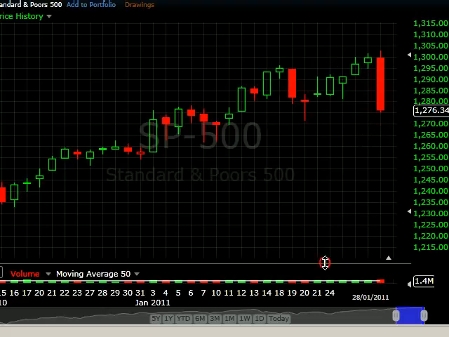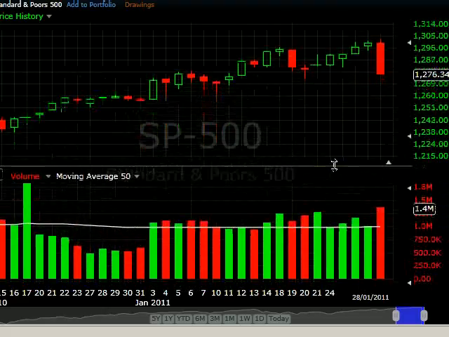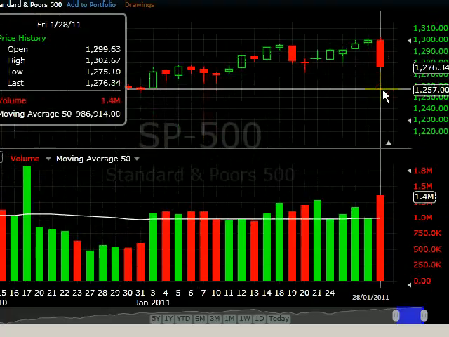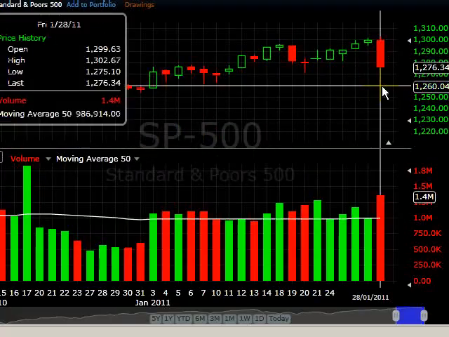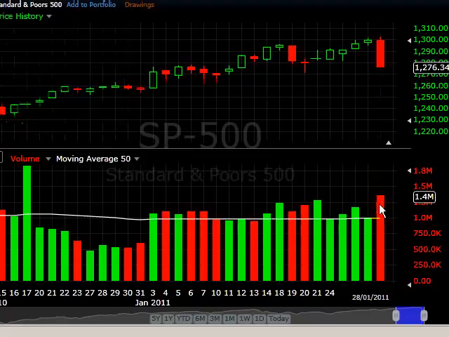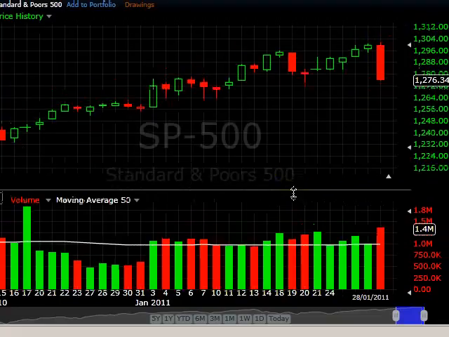Now what else I see here is, if you have a look at volume, put my little cursor on there, you can see on the chart in this little toolbox it's actually 1.4 million on the volume. Massive. A lot of people are selling into the market. So there's a lot of weakness here in the market.